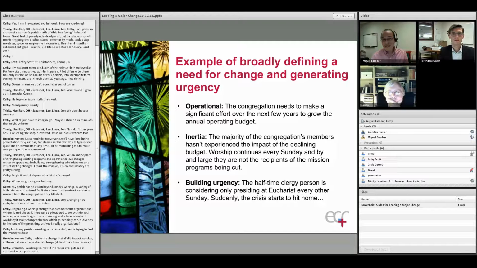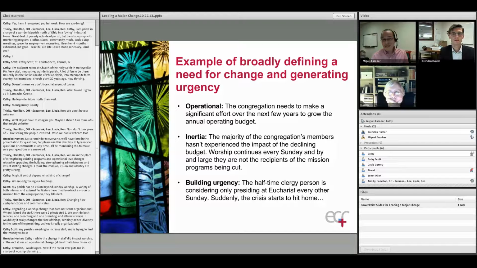Another example that I just want to share is from a priest in the Diocese of Virginia who I've spoken to, and this is just following up on the full-time, part-time question. Basically, what had happened with her is that a few years ago, the congregation had gone from full-time to part-time with the understanding that over the next few years, they would really commit to an operational change. They would make a significant effort over the next few years to grow the annual operating budget.